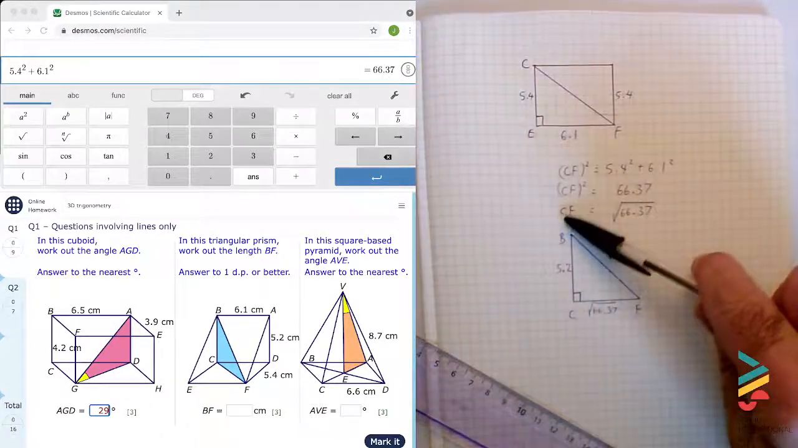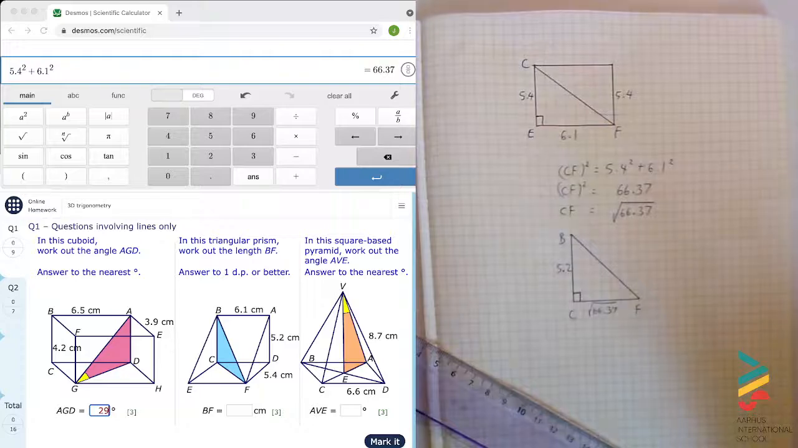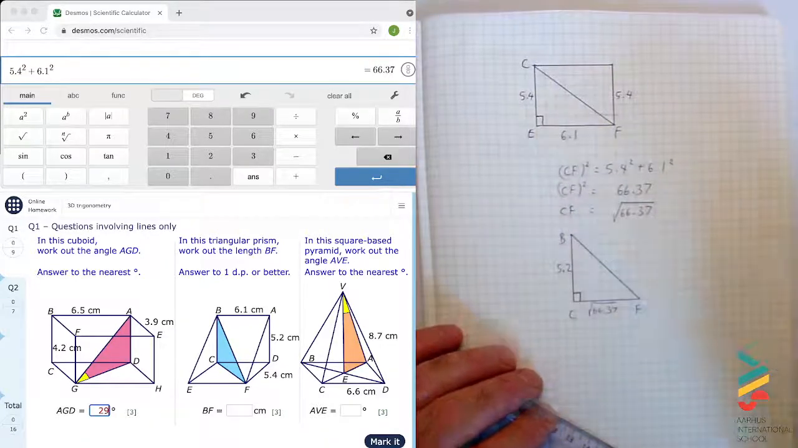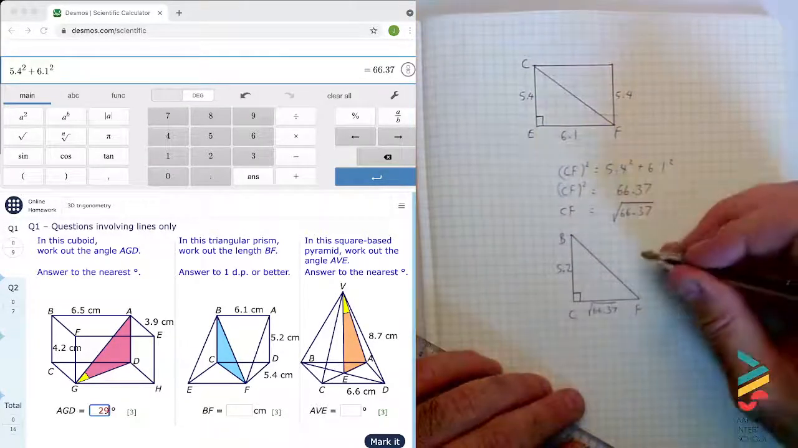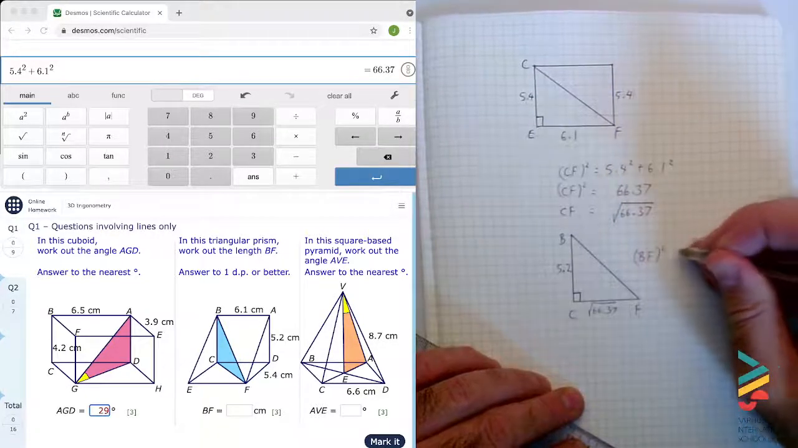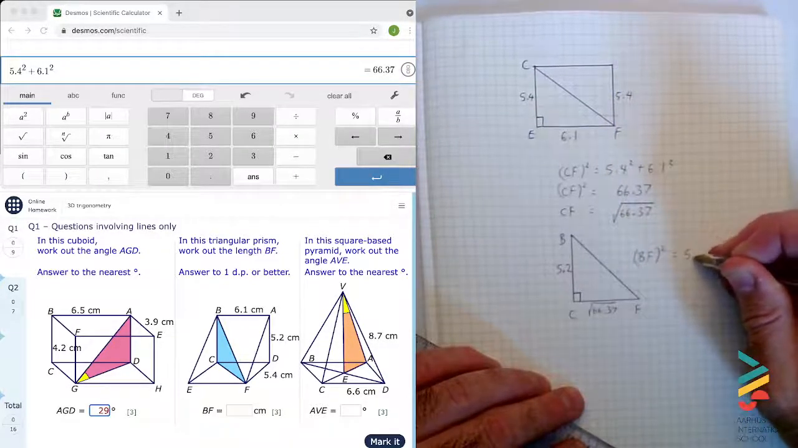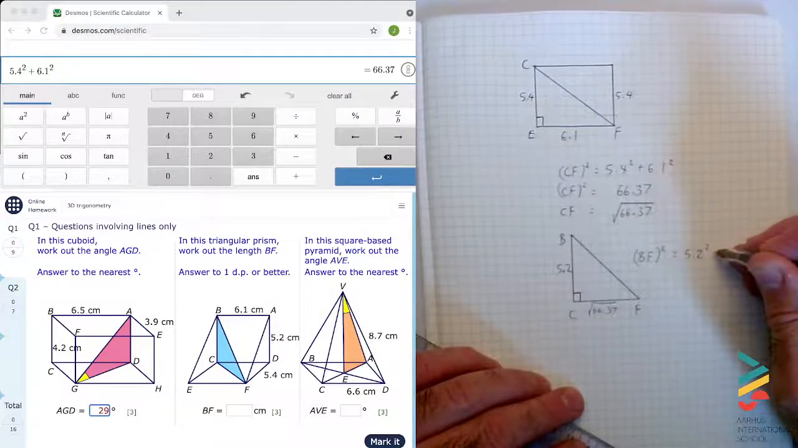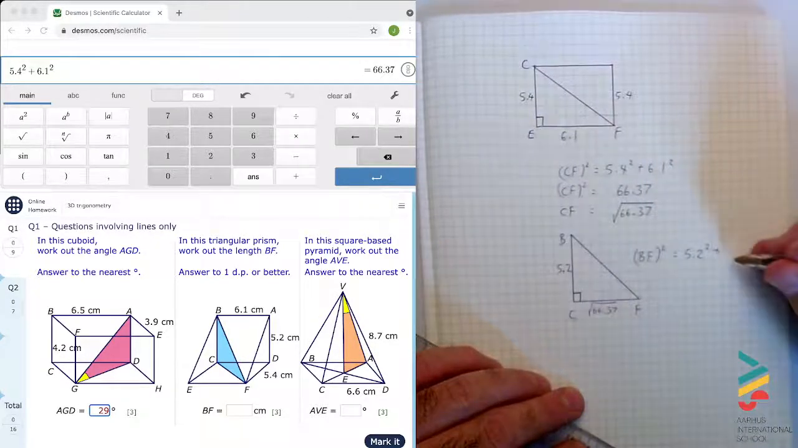So we have to work out the length BF, and again it's just Pythagoras working out the longest side in a right angled triangle. So BF squared equals 5.2 squared plus this side, the square root of 66.37 squared.